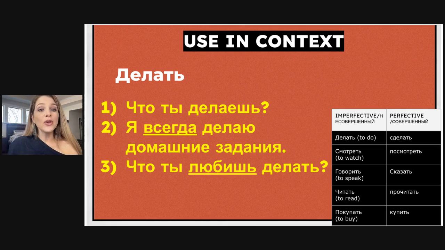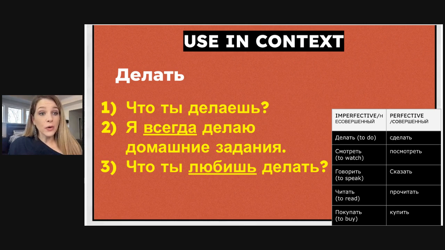So for example, что ты делаешь? This is present tense. We're not asking the person, what are you going to get done? Or what did you get done? We're asking them, what are you doing right now? ing means we need несовершенный вид.